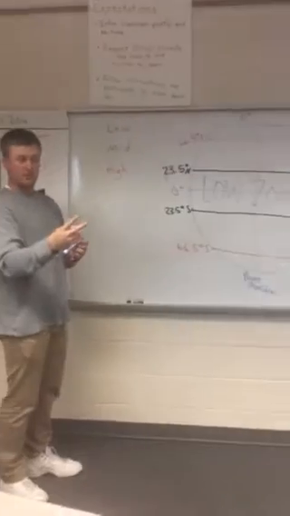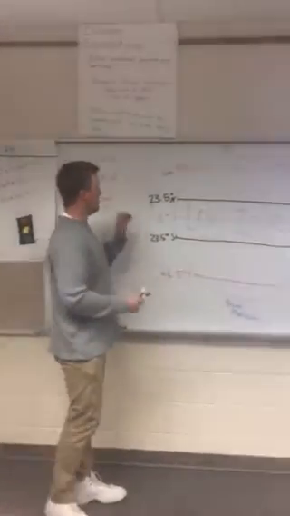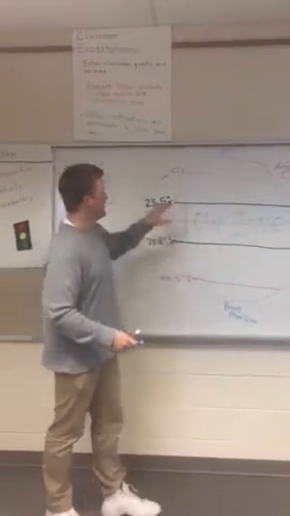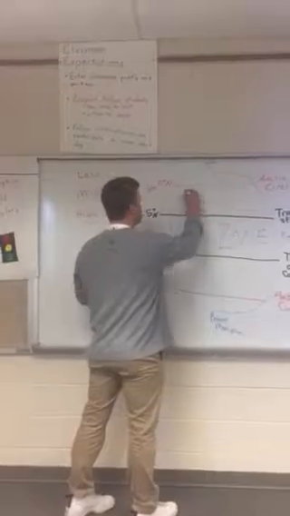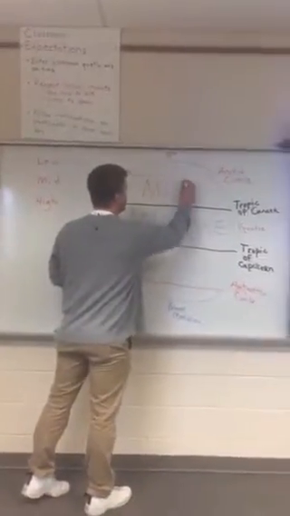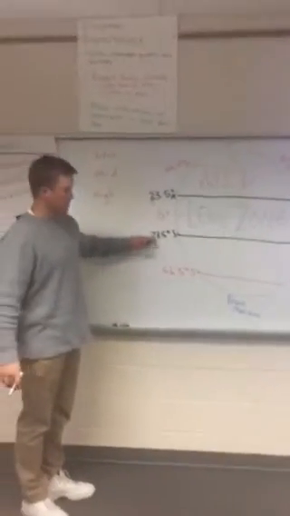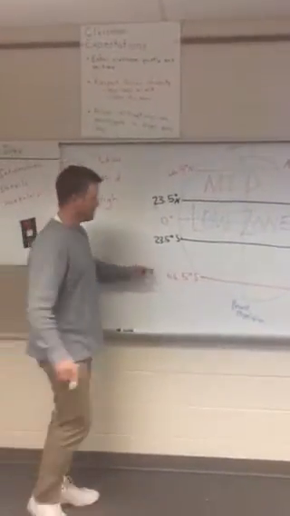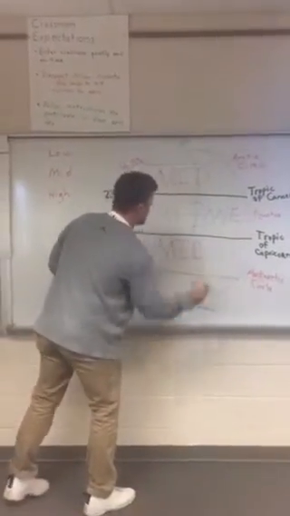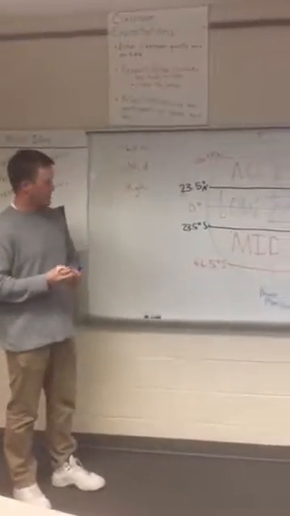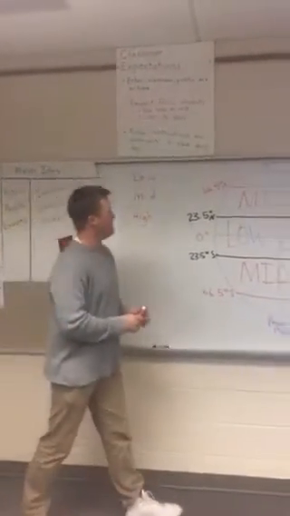Our second climate zone is known as the mid-latitude zone. The mid-latitude zone is in 2 places. It is between the Tropic of Cancer and the Arctic Circle. So this is our mid-latitude zone. And it's also between the Tropic of Capricorn and the Antarctic Circle. So this is also our mid-latitude zone.